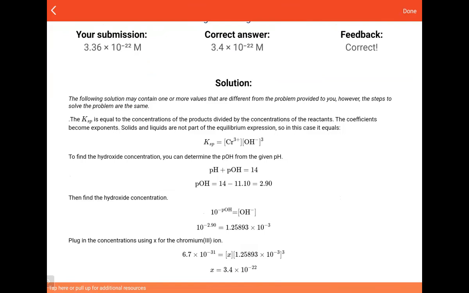So great common ion example. We still solve it the same way. We just now have that common ion, which actually simplifies our math a little bit with the X is small approximation.